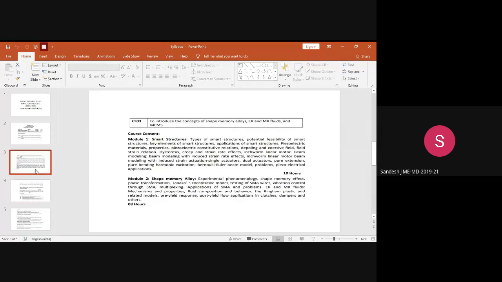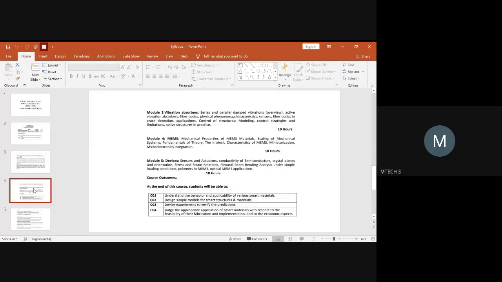Module 5. Module 5, devices, is it? Okay, what do you want to do in this? I talked about the sensors, actuators, and crystal. You will speak about the sensors and actuators.